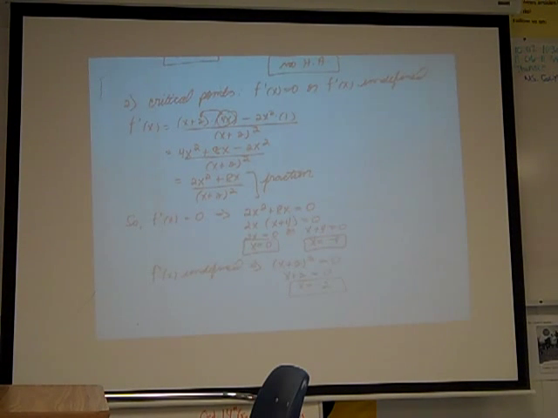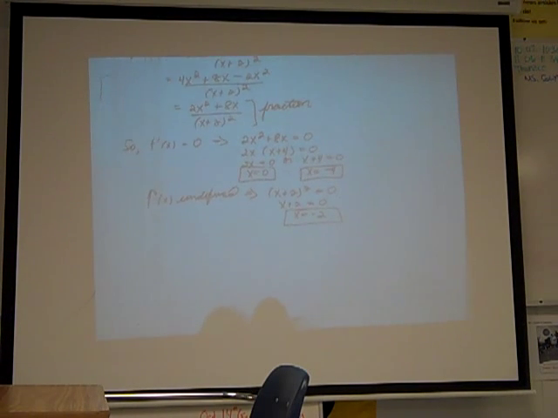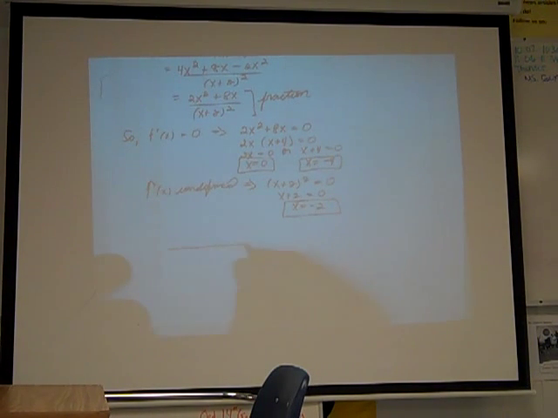Finally, if I'm going to classify my critical points as relative max, relative min, or none of the above, what I'm going to have to do is let's do our number line test. And again, this is the number line test for f prime. It's a little bit different. We're going to have -4, -2, and 0, all three of those on our number line. At 0, the derivative is 0. At -4, the derivative is 0. And at -2, my derivative is undefined.